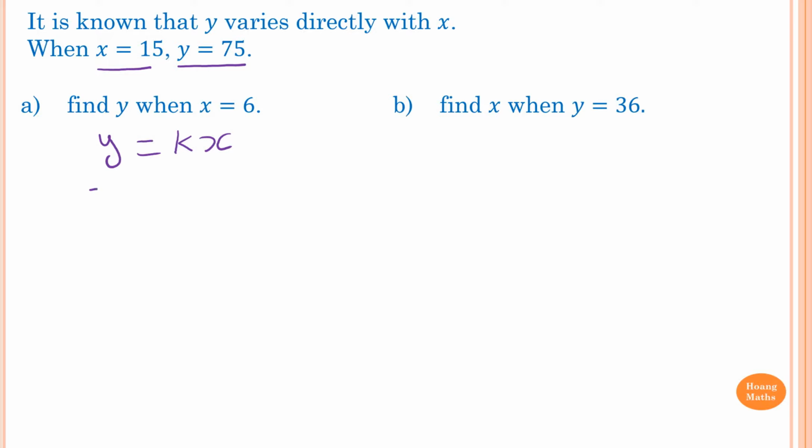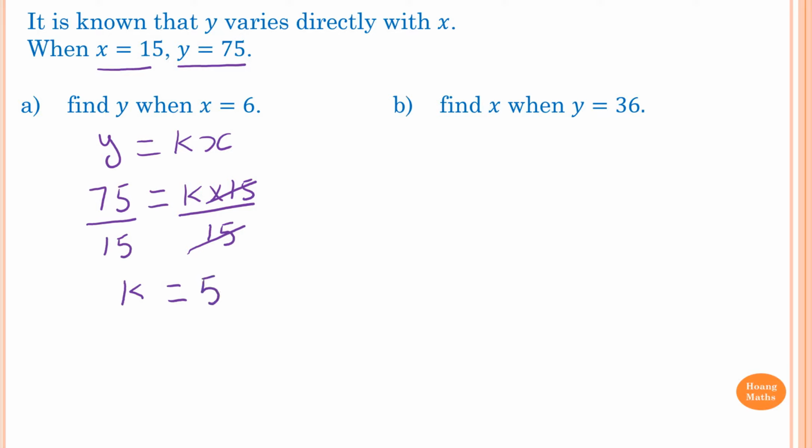So 75 is y and x is 15. So that is k times 15. Now to solve for k, we divide this by 15 first, and then we divide this by 15. So this cancels out. So therefore k is equal to, now 75 divided by 15 is equal to 5. So therefore y is equal to 5x. So this is the equation.